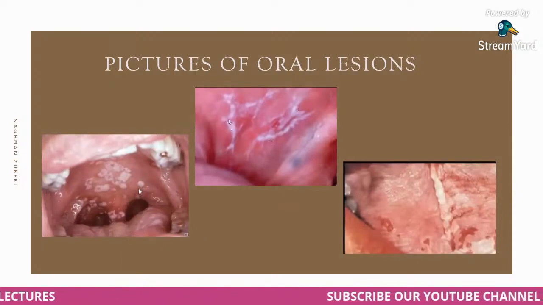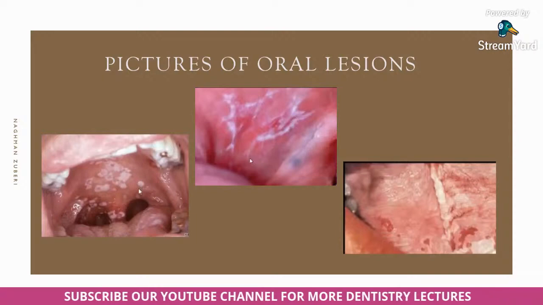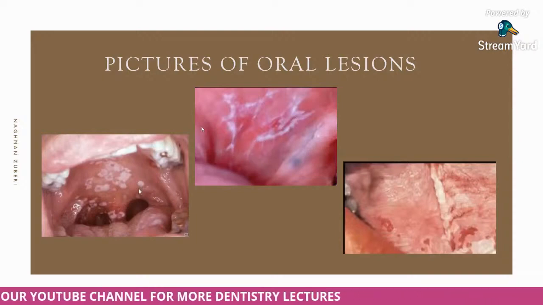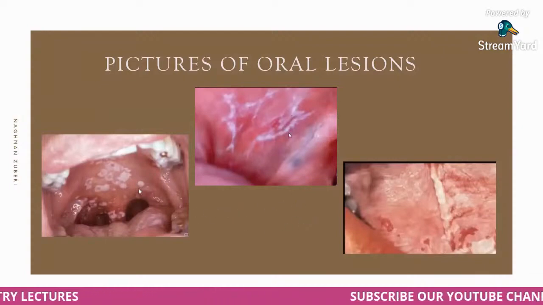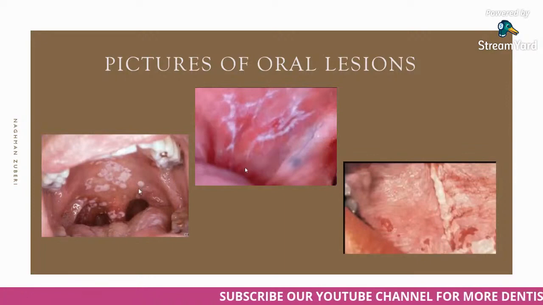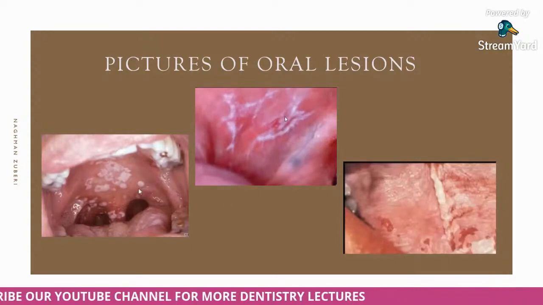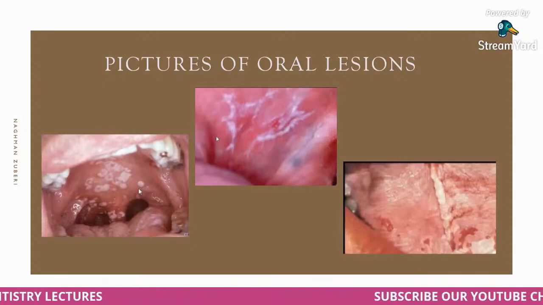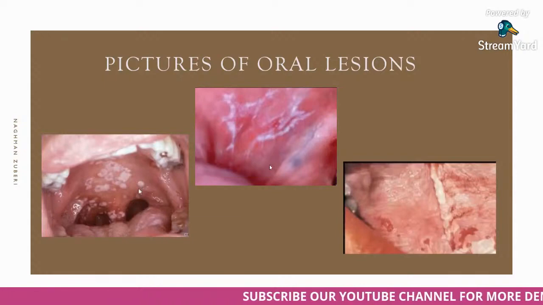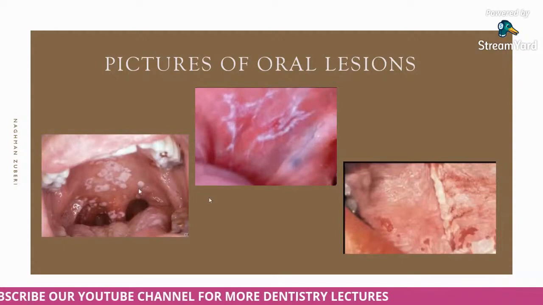Then looking at the situation over here, we can see the Wickham striae, we can see the situation of lichen planus. Again, the history will tell: the patient was not aware of the lesion, accidentally you find out this lesion, so what would be your management? Are you going to give them some intralesional steroids or systemic steroids, or are you going to perform the biopsy immediately, or you will just reassure the patient, or you are going to just observe the case, or you are going to refer the patient to the physician for systemic evaluation if there is some underlying disease present or not.